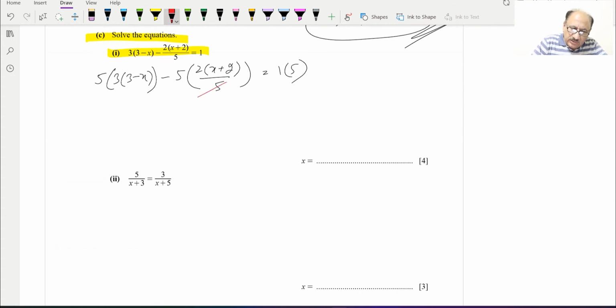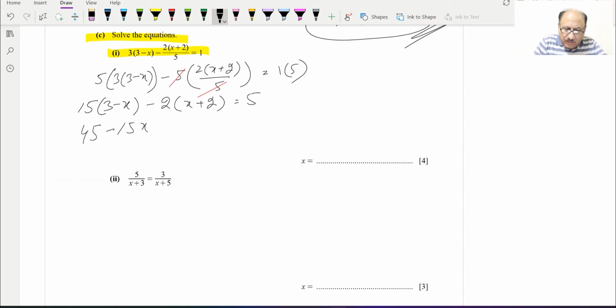Now we can cancel this. 5 will be cancelled and open the bracket, so it will be 15 into 3 minus x and minus 2 into x plus 2 and equal to 5. Open the bracket, so it will be 45 minus 15x, and minus 2x and minus 2 into 2 will be minus 4. So minus 4 is equal to 5. And this one we can add. This will be 17x. So 45 minus 4 will be 41, minus 17x is equal to 5.